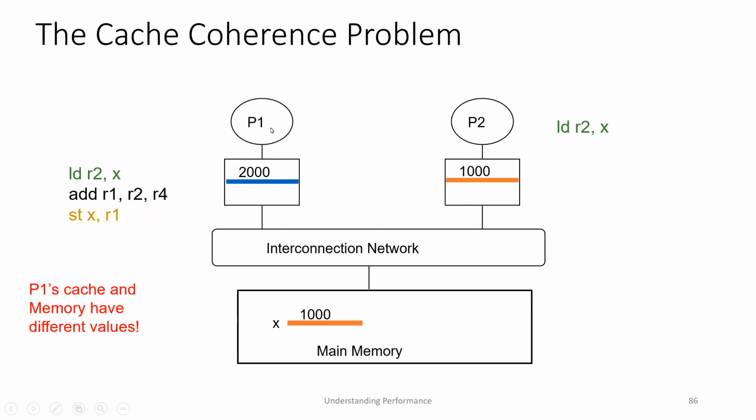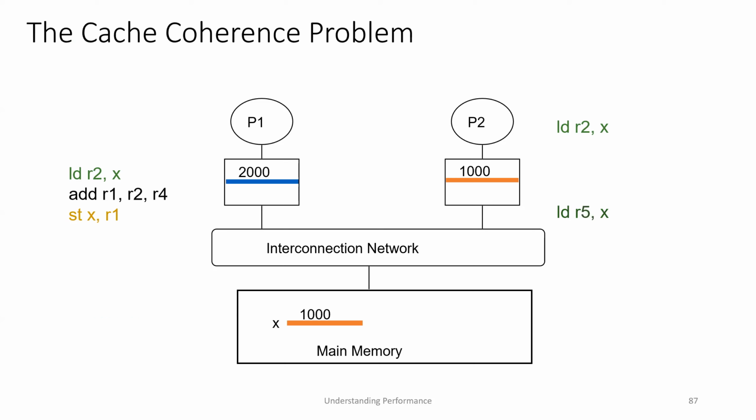Now the private caches of P1 and P2 have different values. That's what the coherency problem is. All the processors should see the same value. If they do not, then we say that they are not coherent. In that case, running any parallelized application is nearly impossible. We cannot ensure correct results in such hardware. So how do we handle this, right?